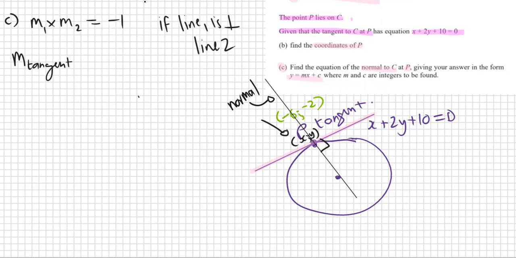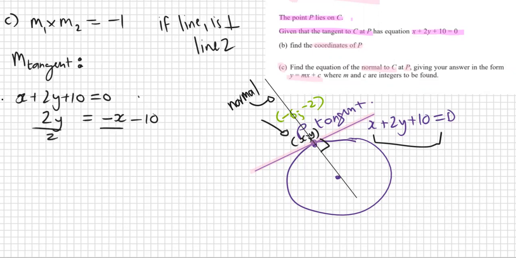Gradient of the tangent, well, this tangent is given, but it's not given in standard form. So x plus 2y plus 10 equals 0. We're going to put this in standard form. So minus x and minus 10 from both sides. It cancels out on the left. 2y, divide all three terms by 2. So this cancels out on the left, and y equals -1/2 x minus 10 over 2, which is 5.